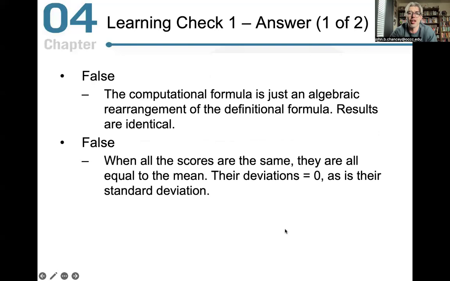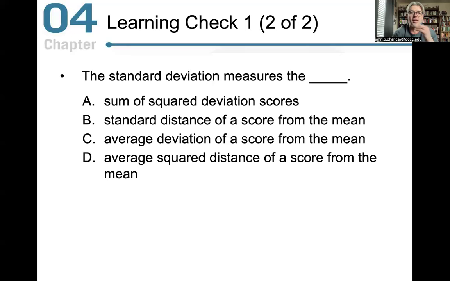First one, true or false? It is false. The computational formula is just an algebraic rearrangement of the definitional formula, so you should get identical results. And then the second one is false. When all the scores are the same, they are all equal to the mean, so the deviation would be 0, not 1. 0 is the absence of variation in this case.